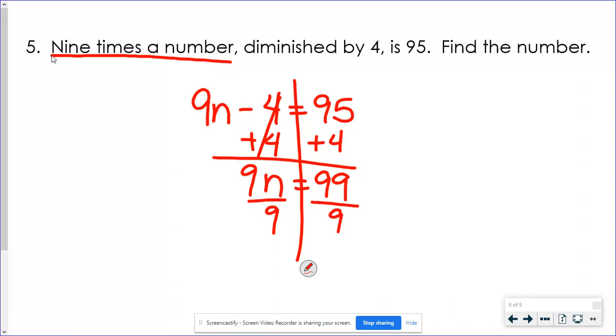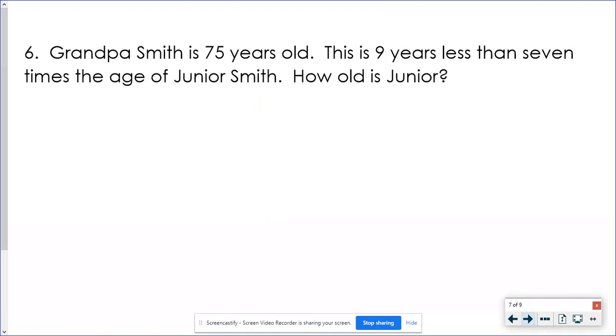I hope you guys don't mind that I'm not talking through the whole thing because I'm trying to save some time for your video. So this one would be 11. Number 6, more of an actual story problem now.